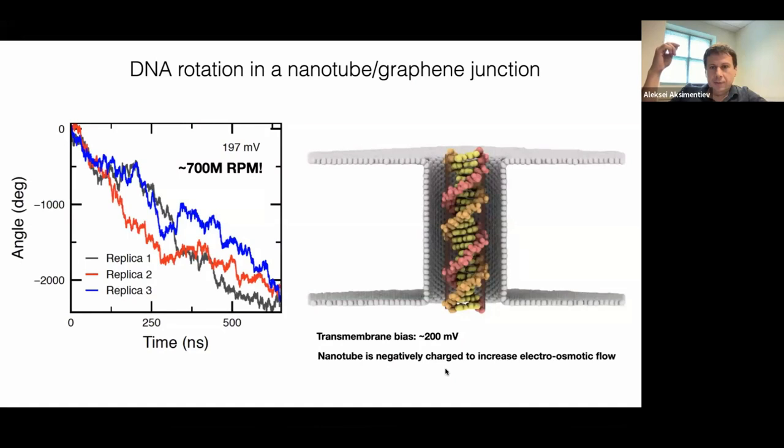So we measured the electric current through the nanopore, and then, knowing the power dissipated and the torque produced by the DNA rotation, we could estimate the efficiency to be about 0.1%. Now, you might think that 0.1% is not like 100% or not even 50%. That is a small number. It's actually a pretty big number for nanoscale systems.